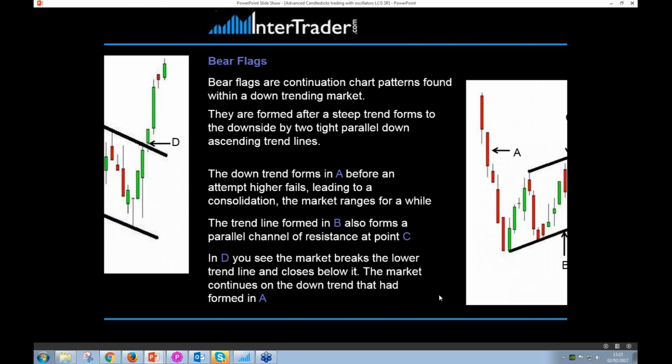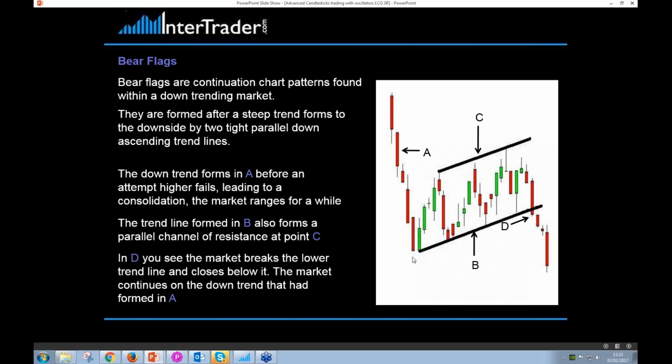So bear flags, again, are exactly the same. You see strong directional moves. Again, Fibonacci is great for these things. I guarantee that this is a 50% Fibonacci round about here. The market has adhered to that 50% Fibonacci, closing eventually below it, without closing above it, and then we go down. But again, the market moves down in an orderly pattern, but nothing really, apart from indecision, telling us what the market wants to do.